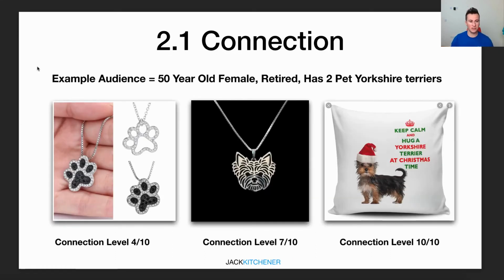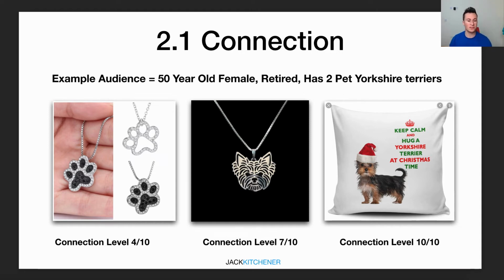And here's a nice illustration of what I mean. As an example audience, we're targeting a 50-year-old female. She could be retired and she has 2 pet Yorkshire Terriers. So you could try and advertise this first product here, which is quite a nice bracelet. It looks like a decent product, but it's not a super strong specific connection. Therefore, we could improve that connection level, and we'd be more likely to get more attention, more clicks, and therefore more buyers. That is why I've only rated this a connection level of 4 out of 10.